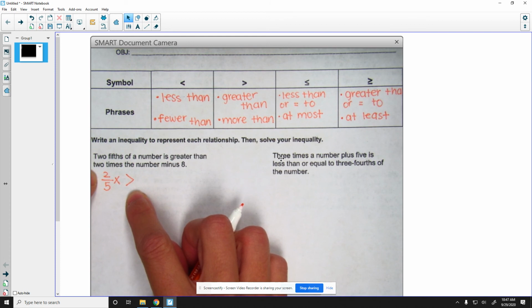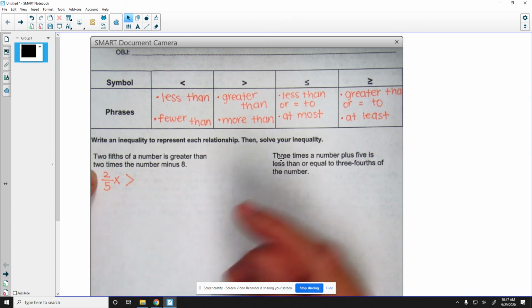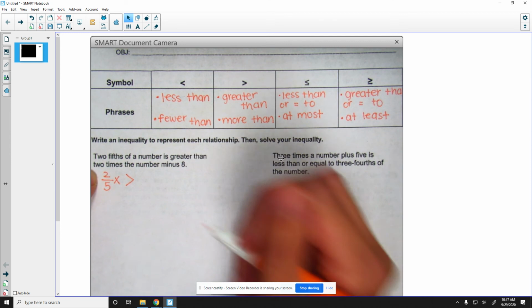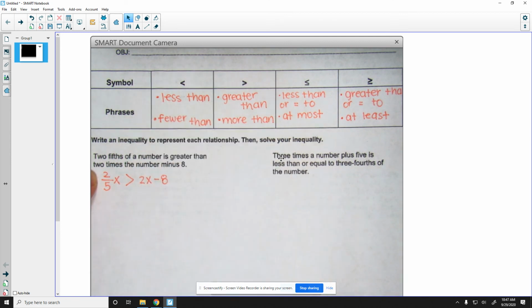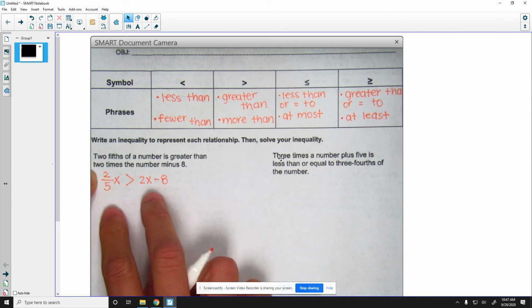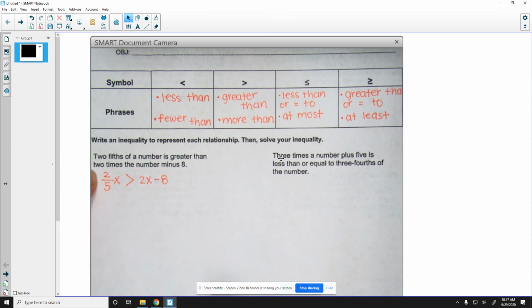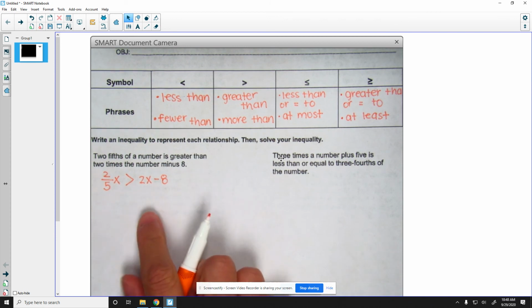2 times the number minus 8. Larson, what do you think? Perfect, 2x minus 8. So at this point, you would draw your line. You have x's on both sides. You would move one of them over, and so on. Okay, so we're going to do that for the video. So you're going to watch that by yourself. Okay, I want to move on.